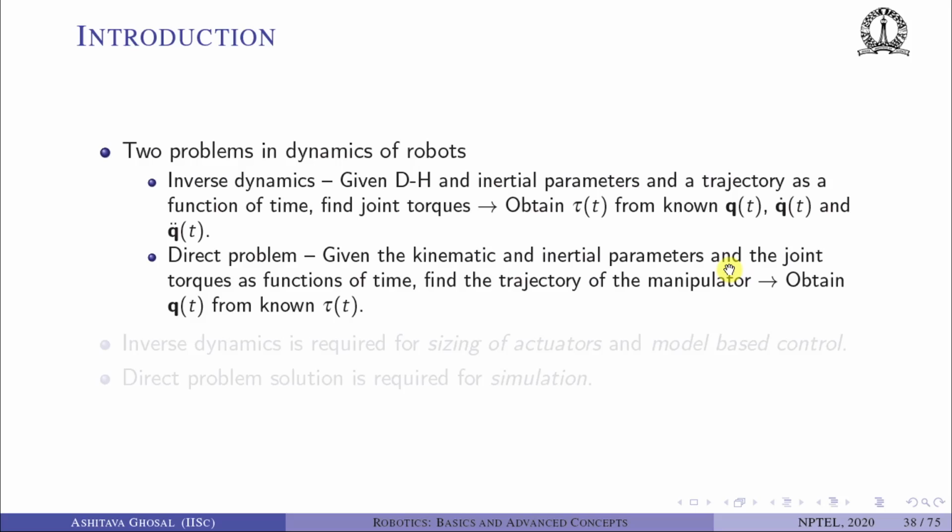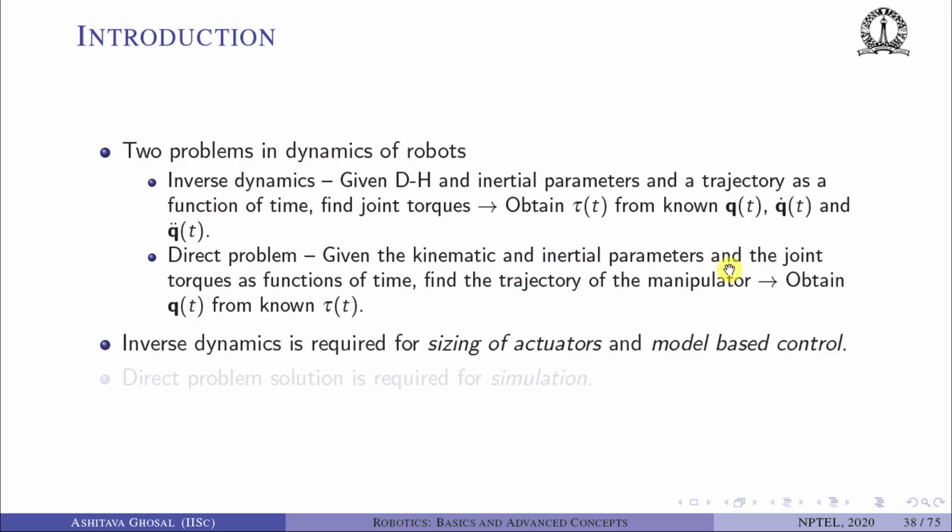The direct problem, on the other hand, is, given the kinematic and inertial parameters and the joint torques as a function of time, find the trajectory of the manipulator. So basically, we need to obtain q of t from known tau of t. So the inverse problem is required for sizing of actuators and model-based control.